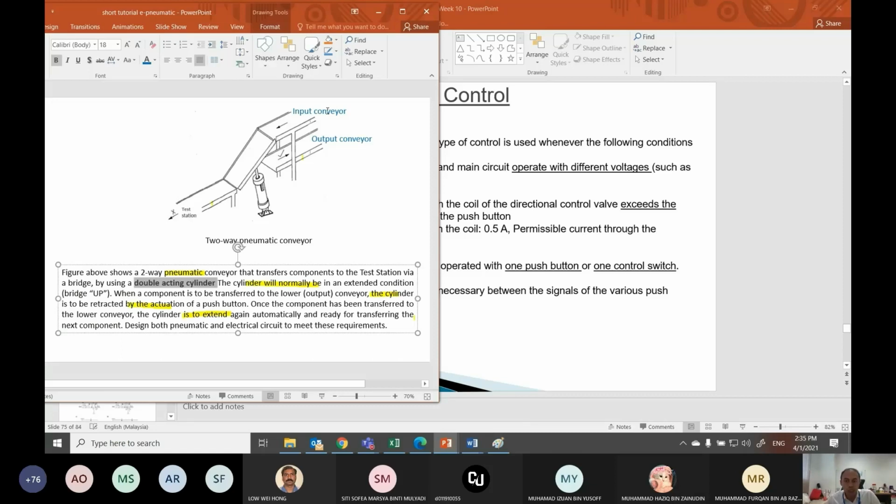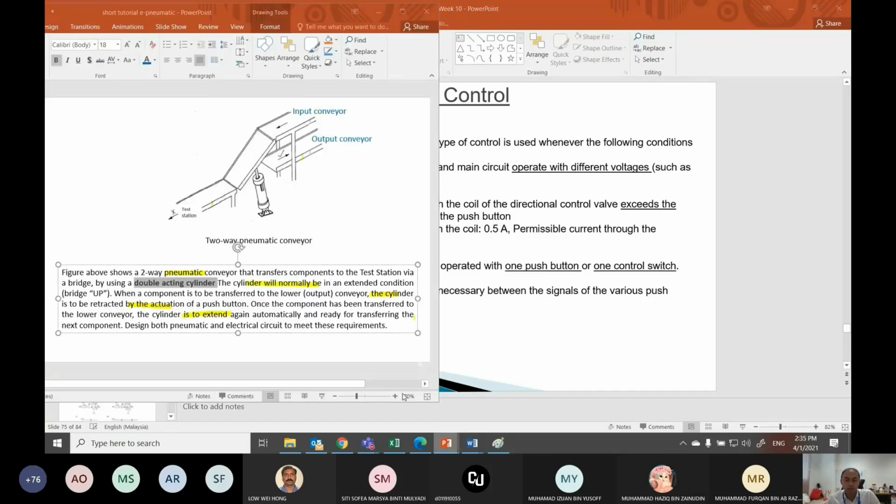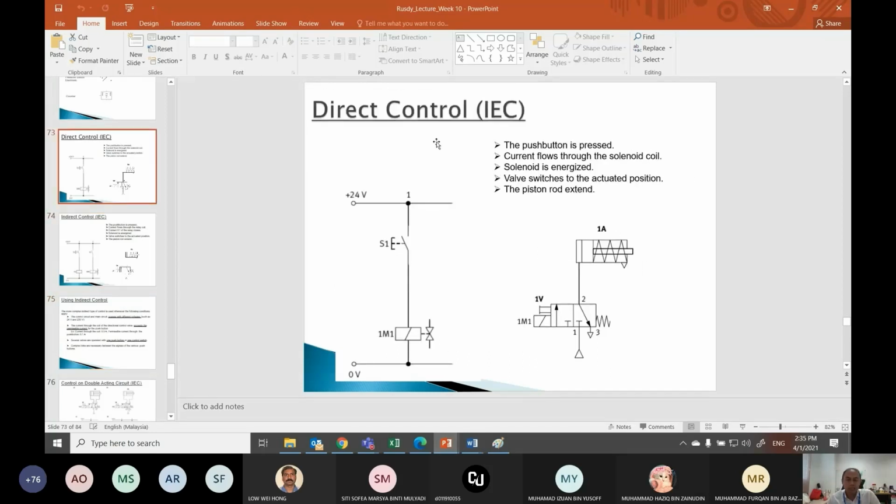So we should consider it as a complex application. So in practical, to be honest, it is more practical to use indirect control. Okay, it is more practical, but I don't say that when you use direct control it is wrong.